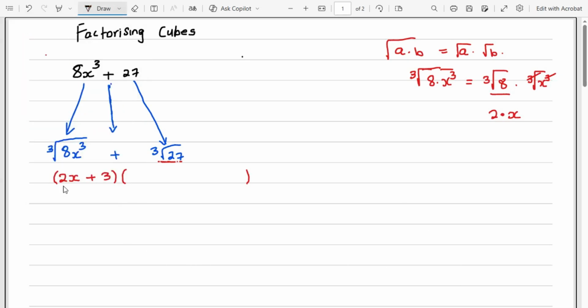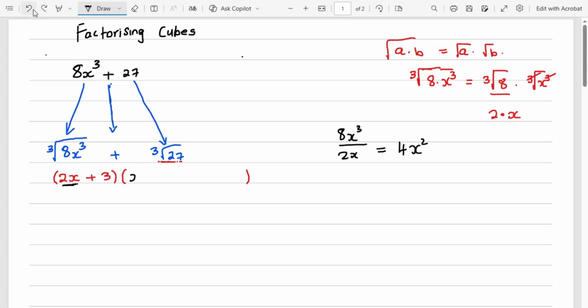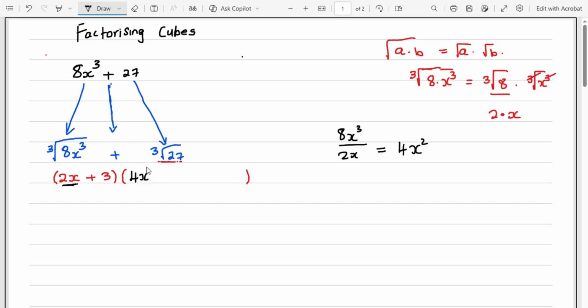You're going to take the first term, which is 2x, and you divide the 8x to the power 3 by that 2x. 2 goes into 8 4 times, and then x to the power 3 divided by x, the bases are the same, you subtract the exponents, which leaves us with x squared. The answer that you get, you put it on this part here. So this will be 4x squared.